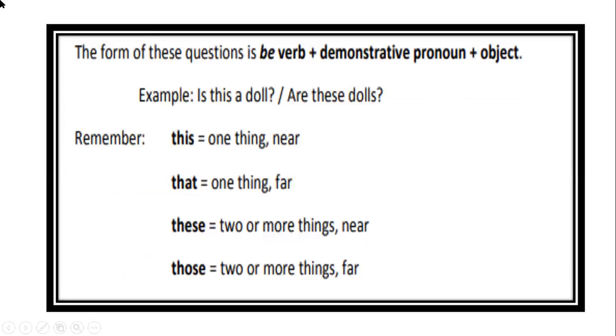Vamos a poner mute de nuevo para poder explicarles esto y luego vamos a la práctica. Remember, recordemos, this, one thing, near, una cosa, cerca. That, one thing, far, una cosa, lejos. These, two or more things, near, dos o más cosas, cerca. Those, two or more things, far, dos o más cosas, lejos. Esto lo vimos el viernes, pero es un feedback.